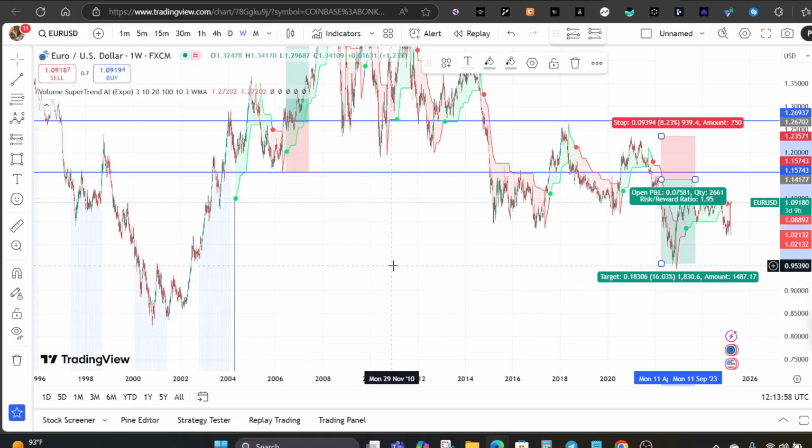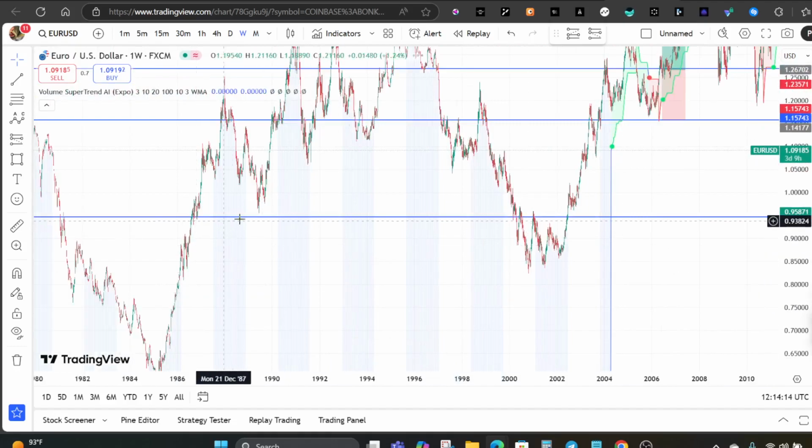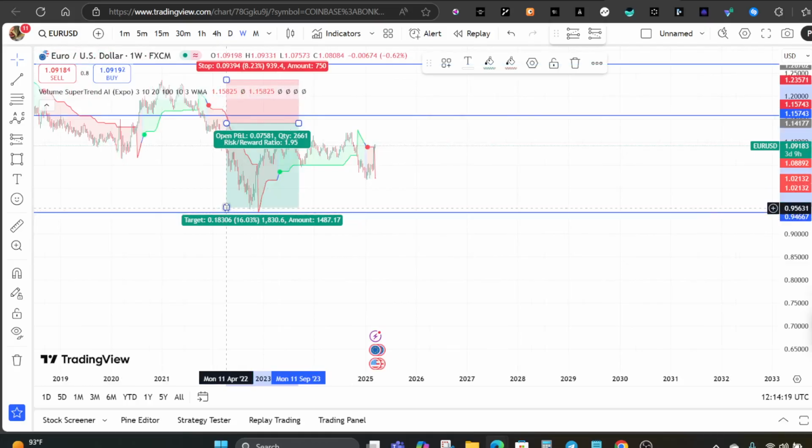Okay, but let's see. Yeah, we actually had a level around here because we had a rejection around here, right? You can see. So I think this place should be okay. We can see we had rejection, so that's actually a valid point. You can see that price actually got very close to that.